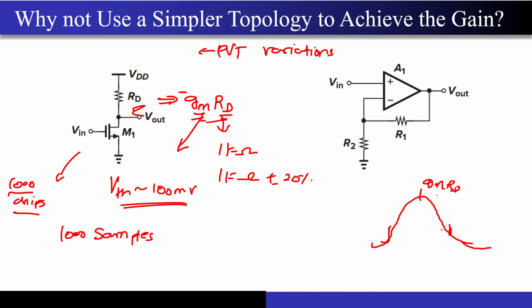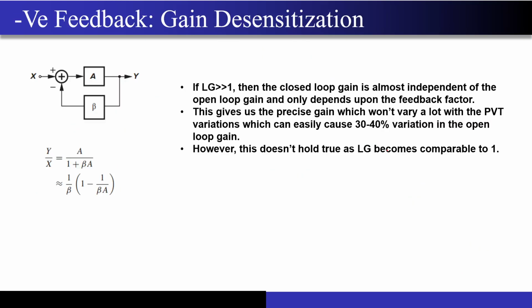Now what you will see is that gm RD, the gain itself, has maybe 10 to 15% variation around this value gm RD, correct? Now what did we say? Let's try to do one thing. Let's put this amplifier as A1 over here, and let's put it in a negative feedback. And what did this negative feedback actually do?